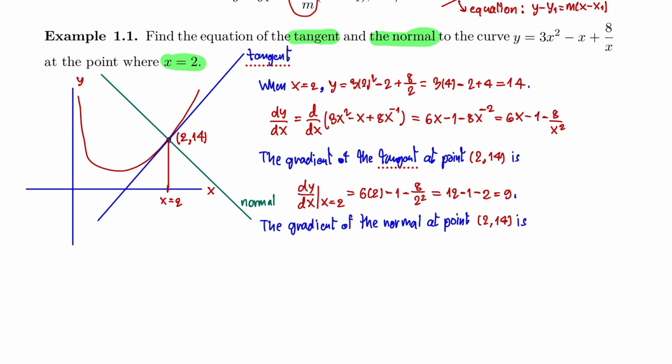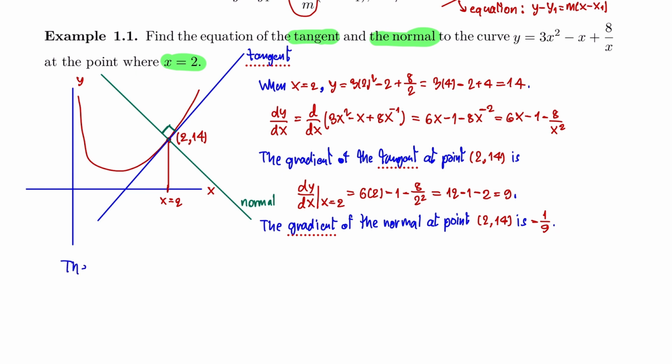We know that the gradient of the normal is perpendicular to the tangent. So the gradient of the normal multiplying the gradient of the tangent must be minus 1. So what is the number that, multiplied by 9, turns out to be minus 1? That number is minus 1 over 9. So the gradient of the normal must be minus 1 over 9. Now we can find the equation of the tangent and the equation of the normal.